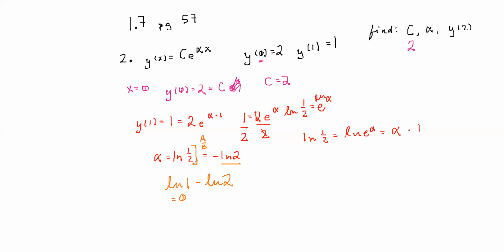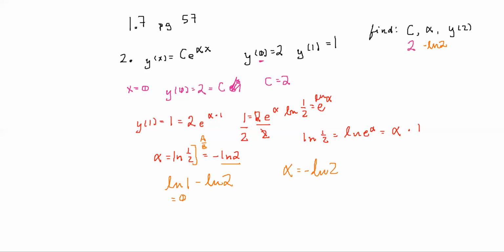So a lot of times we don't leave it as ln 1/2. We actually write it down as the negative natural log of 2. But either is correct, so you can leave it however you feel most comfortable. I'm going to put it as the negative natural log of 2 because I went through that. Alpha is equal to negative ln 2.